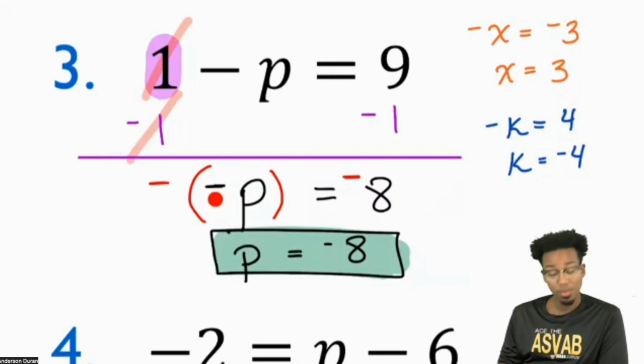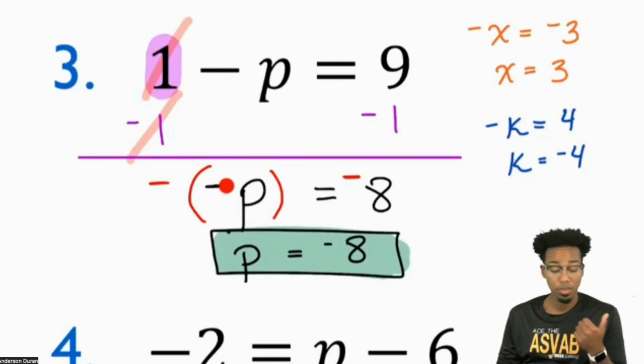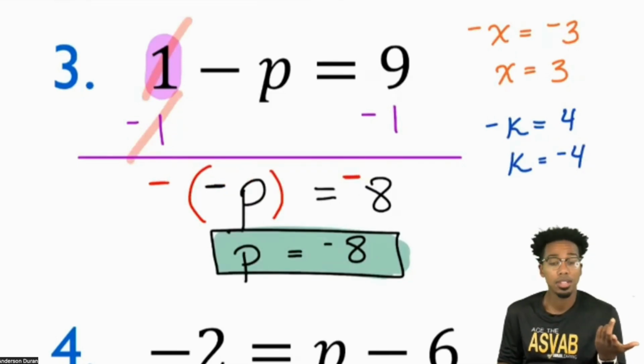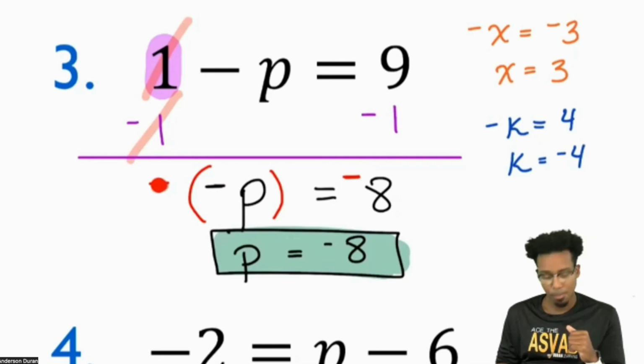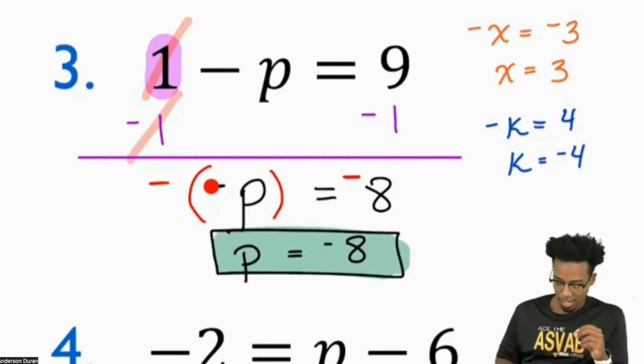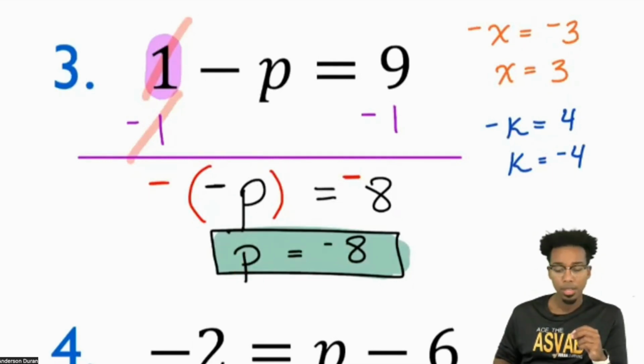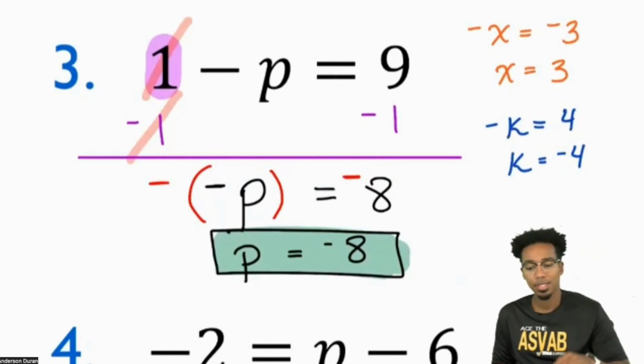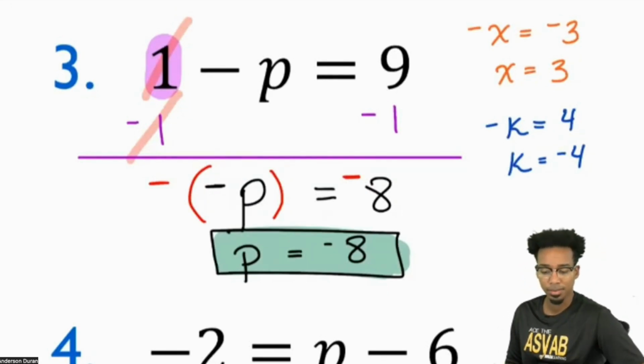We wanted to get rid of the negative on the P, and our understanding says, hey, look, if you have a negative times a negative, that becomes a positive. So to get rid of that negative, I applied another negative, but you do it to both sides. In that case, a negative gives you that positive, and then you apply the negative over here, giving you that -8.